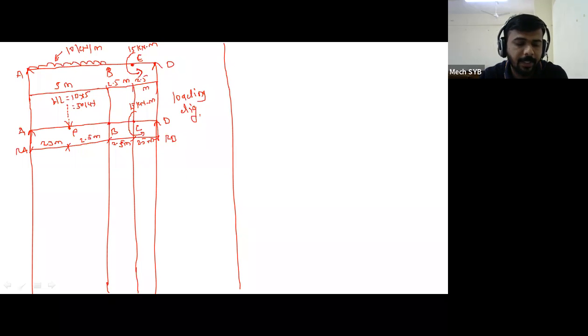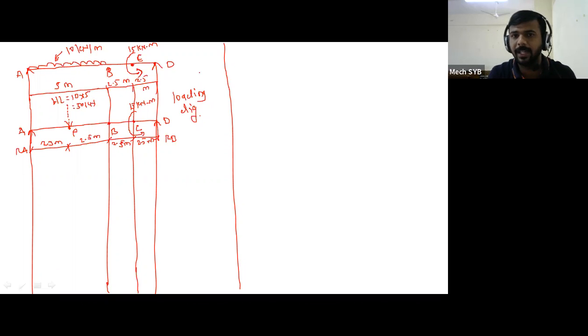Couple 15 kilonewton meter, already it is given in kilonewton meter. So while taking its effect in reaction calculation or in BM calculation, don't multiply by the distance. It is already given by multiplying the distance. 15 kilonewton meter, already multiplied by distance.